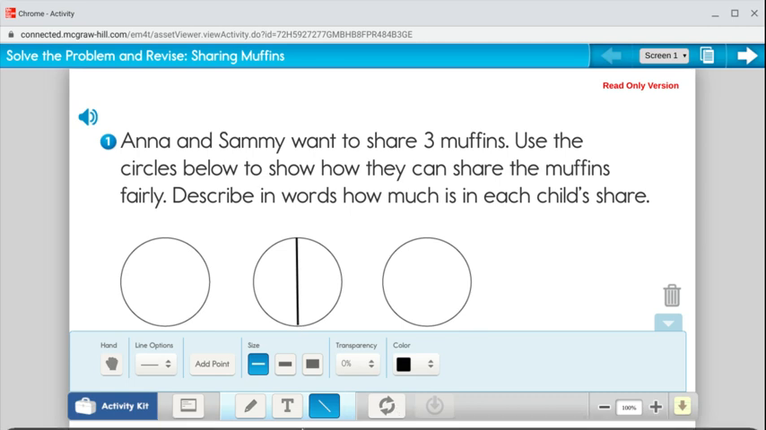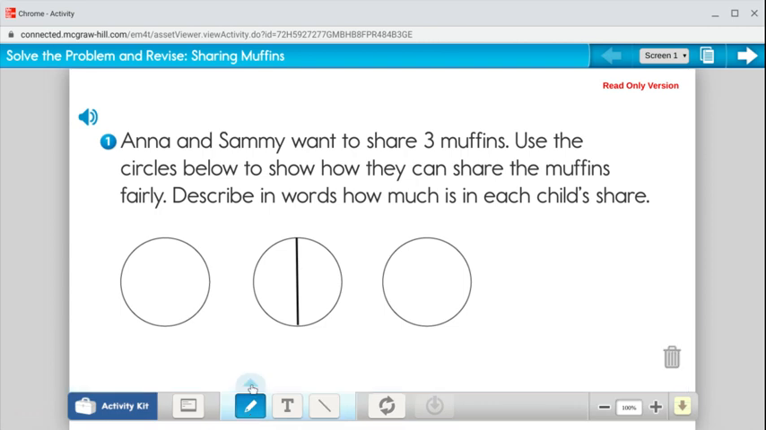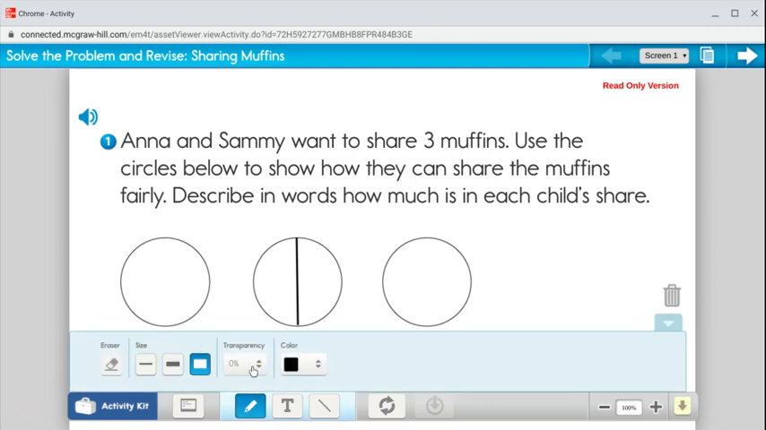I'm going to use colors here just to make it a little bit easier for me. Let's say that Anna is going to be this orange color and Sammy is going to be this blue color. Okay. So now we can give one whole muffin to Anna, right? She can have the whole thing.